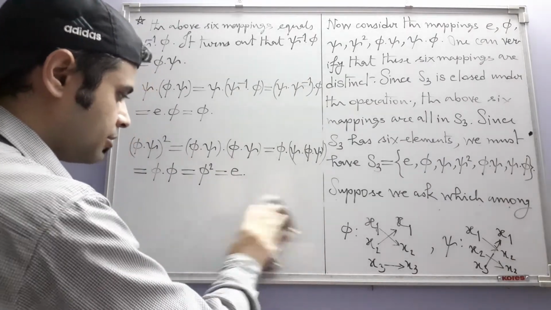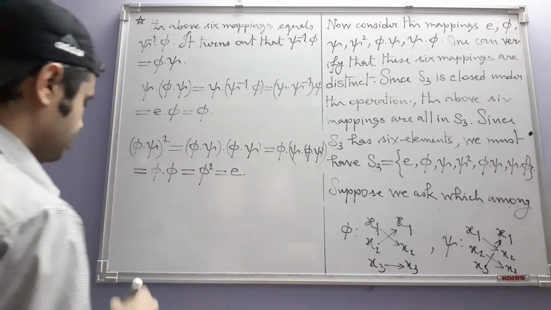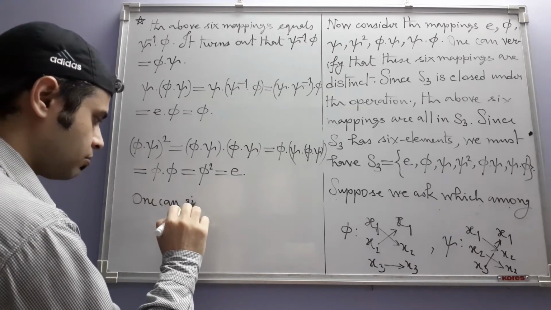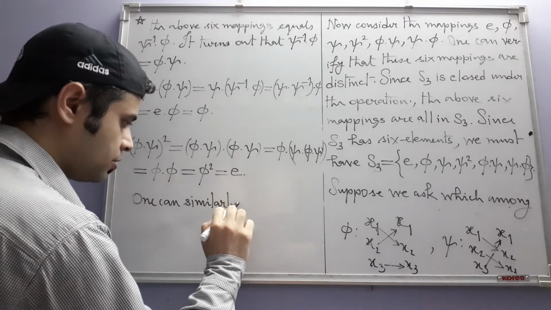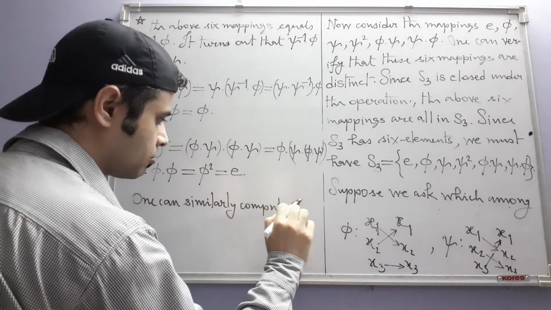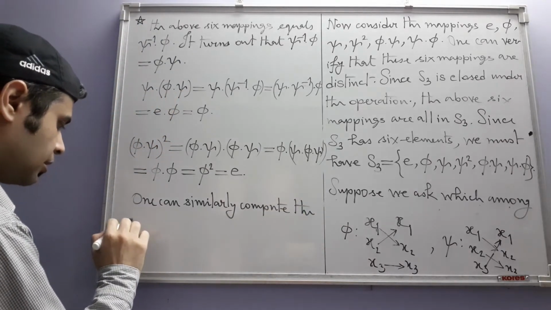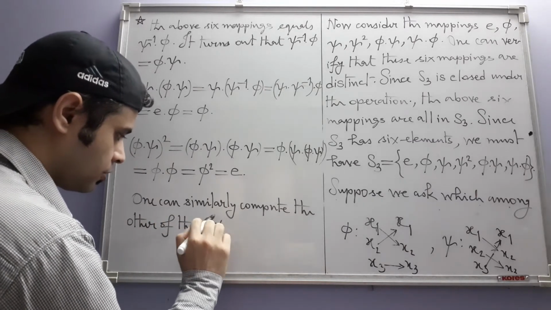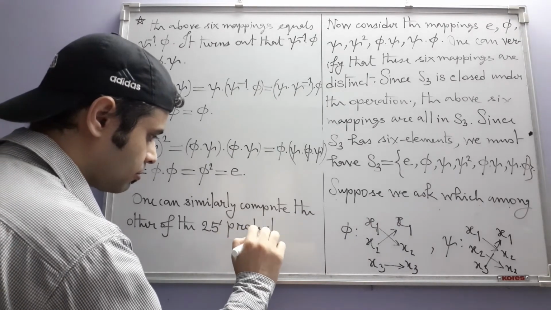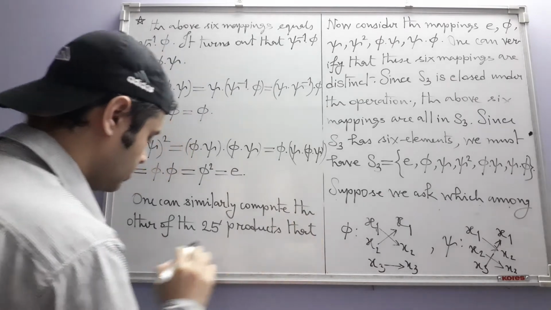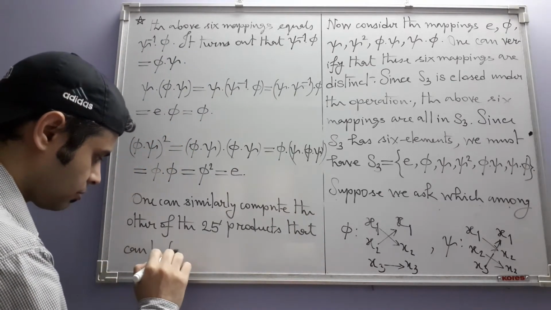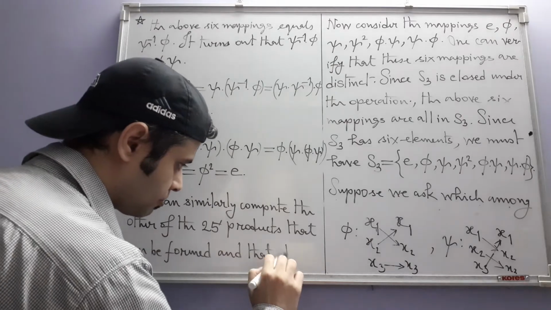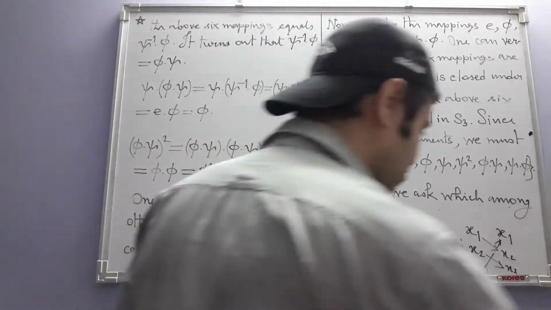And the example ends with a remark like this: one can similarly compute the others, the other 25 products that can be formed and that do not involve the identity element.